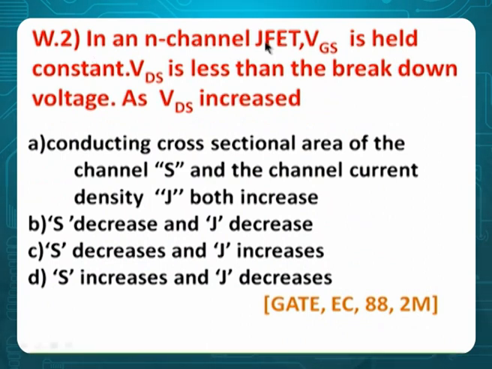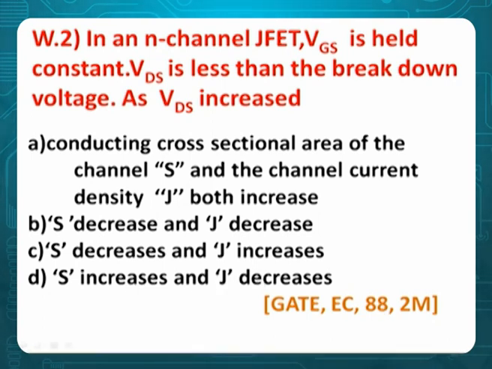In an N-channel JFET, VGS is held constant. VDS is less than the breakdown voltage as VDS is increased. What happens when VDS is increased? The cross-sectional area S of the conducting channel and the channel current density J both increase. As area decreases, J decreases. As area decreases, J increases. As area increases, J decreases.